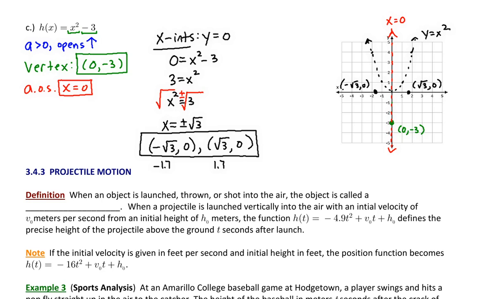Also notice our vertex doubles as the y-intercept, so I don't need to do any more work on that. I can go ahead and sketch the parabola. So again, you see our parent function, y equals x squared. It's been shifted down the y-axis by 3 units. But with this new process, we're able to find the exact location of those x-intercepts.